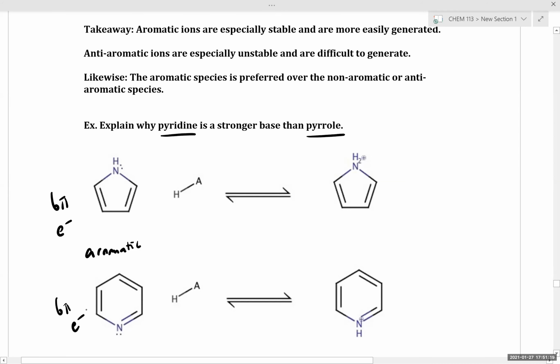Okay, so from here, when pyridine undergoes an acid-base reaction, we generate a pyridinium ion. Is this product, the conjugate acid of pyridine, aromatic, anti-aromatic, or neither? What do we think?